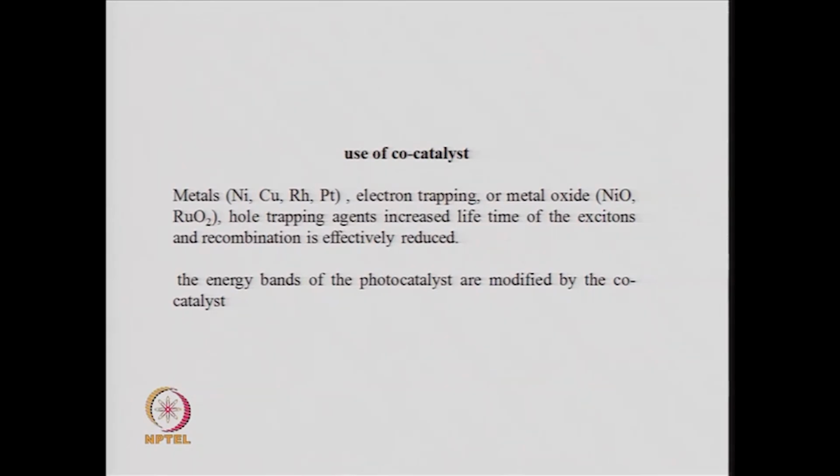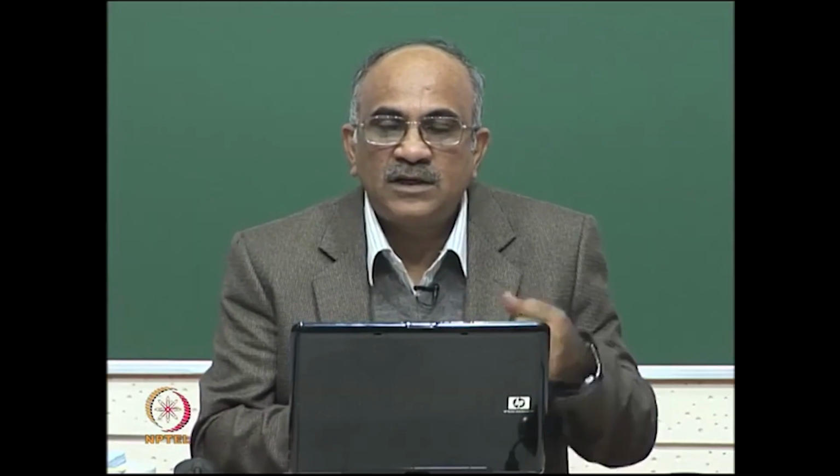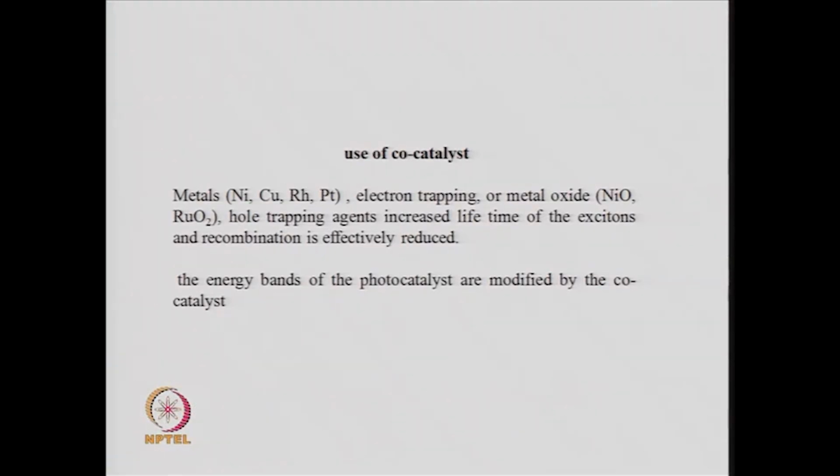Now, one can also use a co-catalyst along with the photocatalyst. People many times use metals like copper, nickel, platinum, rhodium, etc. for trapping electrons along with the catalyst. These metals help to trap electrons, so the hole is separated from the electron; the hole is in the semiconductor, and these co-catalysts can trap the electrons. Or if you use a metal oxide as a co-catalyst like nickel oxide or ruthenium oxide, they can trap the holes, and eventually you increase the lifetime of the excitons and recombination is effectively reduced.